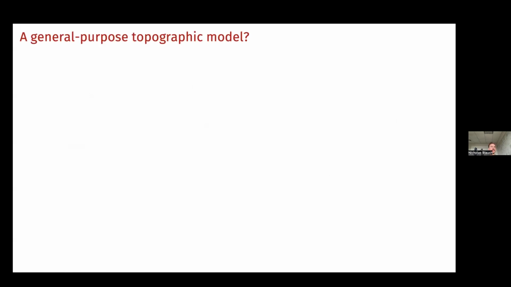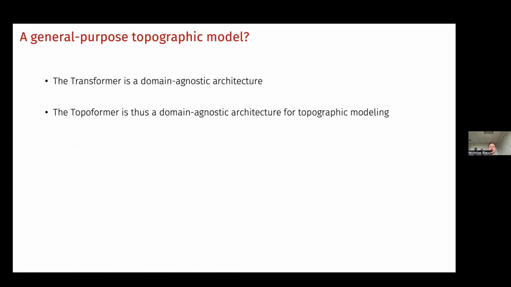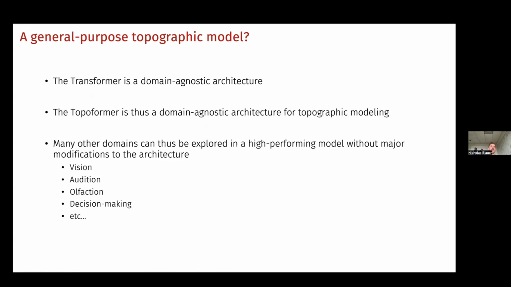There's one last section, sorry. One thing that's cool about the transformer is that it's domain agnostic. Anything that you can turn into a sequence, we can use basically the same architecture for. You just have to figure out how to turn it into a sequence. So the Topoformer is now a domain agnostic architecture for topographic modeling. We can look at vision, audition, olfaction, decision-making. Anything you can do with the transformer, you can now try to model the topographic organization of with the Topoformer model, which I think is really exciting.